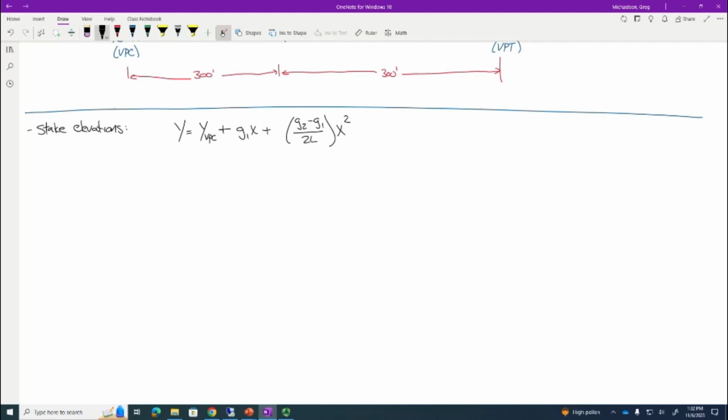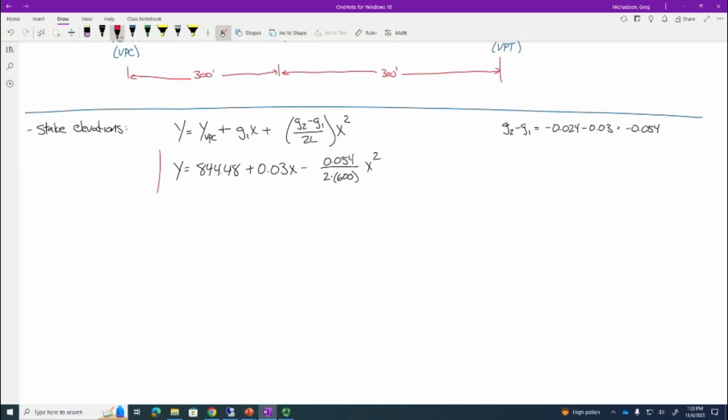So y in this case is going to be, what was the elevation of the VPC? We just computed that. What was that? 844.48. G1 is 0.03. Yes. So plus 0.03x minus, what about G2 minus G1? It is negative 0.024 minus 0.03. What is that? Negative 0.054. And this is going to be 2 times 600. I don't think I need this parentheses right here. Times x squared. Right? So this is our expression. This is our parabola.